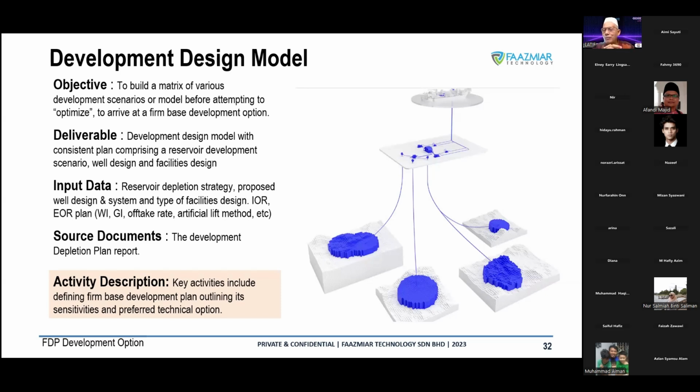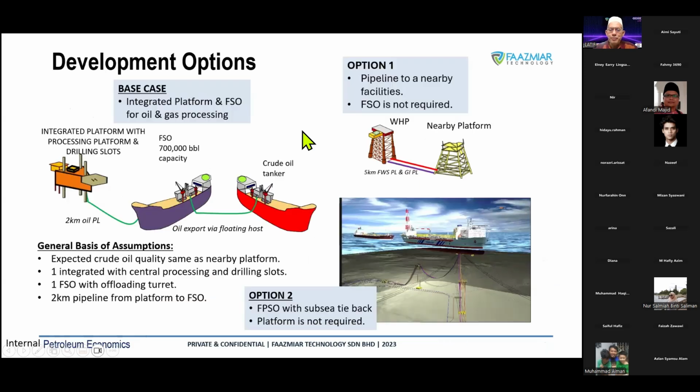So if your field has a production of 30,000, then it can tie into the platform, and Petronas will help to get the buy-in or agreement from another operator to allow you to come in, at a special rate to be charged, or OPEX or tariff, we call it. Okay, this is the development model.